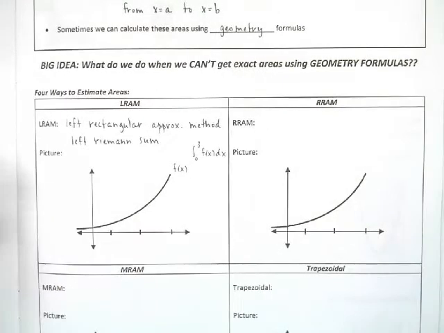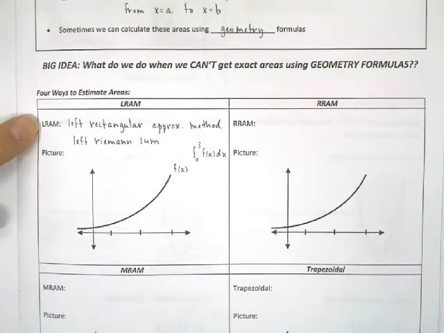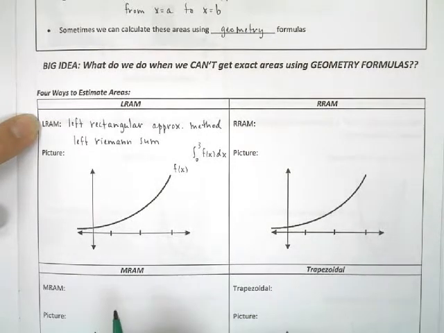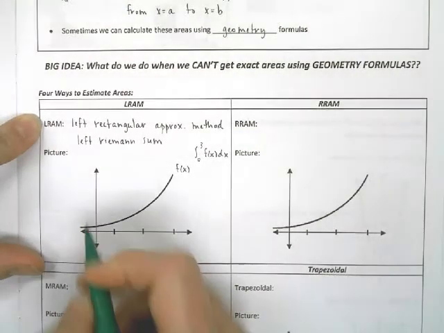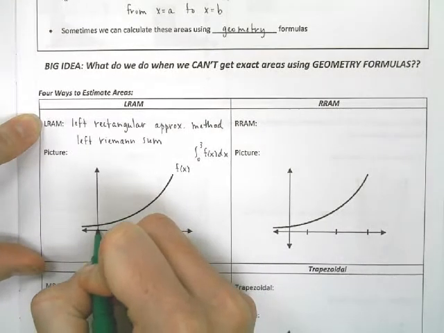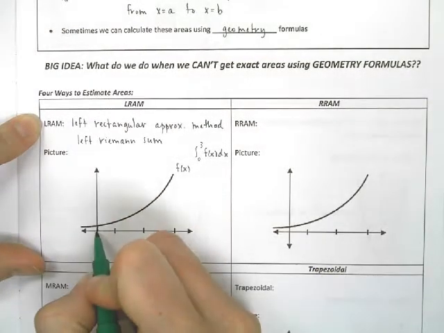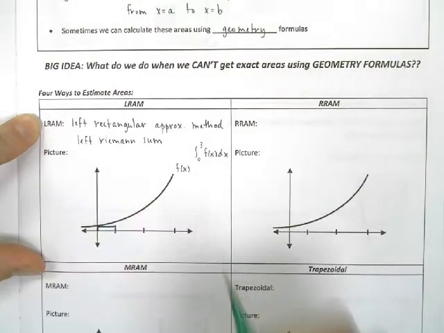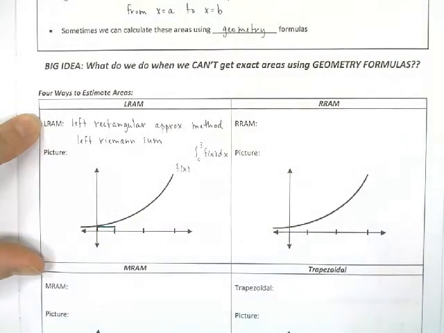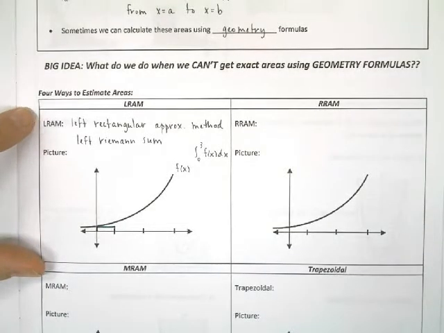Now, since I'm using a left rectangular approximation, that means for each interval, I'm going to use the left endpoint to find the height of that rectangle. So for example, from this interval from 0 to 1, I'm going to use this left endpoint at 0. I'm going to draw up to the curve, and I'm going to make a rectangle with that height. And I'm going to do the same thing for my other 2 subintervals here.